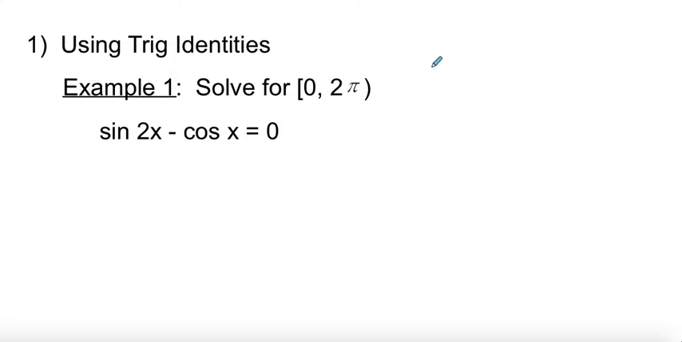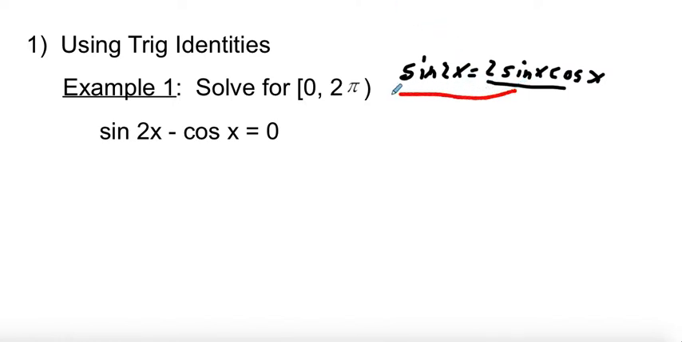So if you remember, on the back of your identity sheet there, you have a nice double angle identity that says sine of 2x is equal to 2 sine x times the cosine x. We are going to use a substitution, and we're going to take that and substitute it in over here for 2x, for this whole entire thing.